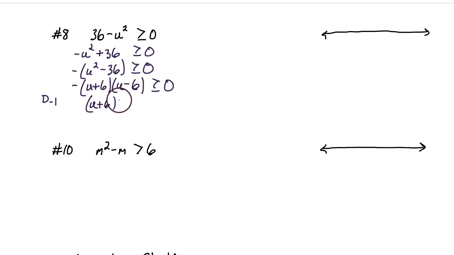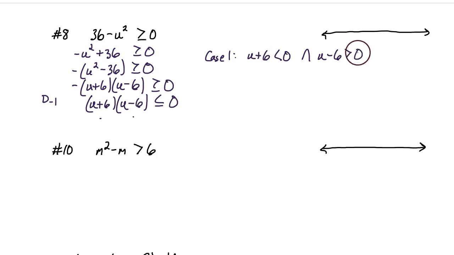We're left with u plus 6 times u minus 6 is less than or equal to 0. The arrow switched because I divided by -1. We have two things multiplied together, and the result is less than 0. So there are two cases. Case number 1, the u plus 6 could be less than or equal to 0, and the u minus 6 could be greater than or equal to 0. Whoops, I meant to say less than or equal and greater than or equal because of the extra bar on the symbol. Now case number 2, the u plus 6 could be greater than or equal to 0, and the u minus 6 could be less than or equal to 0.